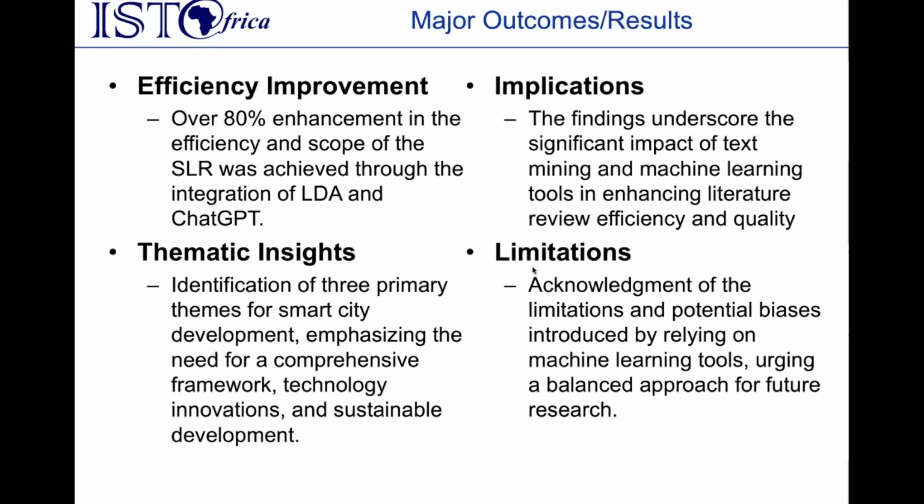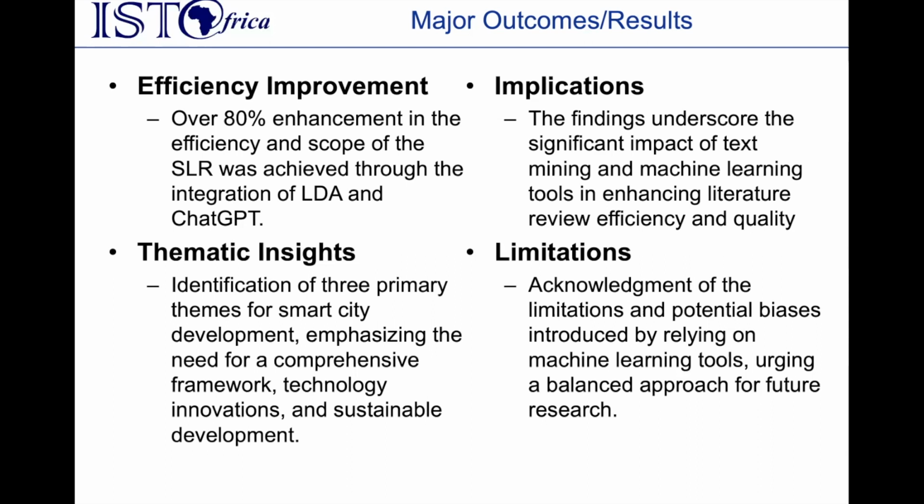But having said this, my study demonstrated the following. First, that you can improve the efficiency of systematic literature review by over 80% in terms of efficiency and scope. Second, some of the thematic insights: I was able to identify 3 primary themes of smart city development, which emphasize the need for a comprehensive framework, technology innovation, and sustainable development. The implications: the findings underscore the significant impact of text mining combined with machine learning, in this case ChatGPT, in enhancing literature review efficiency and quality.